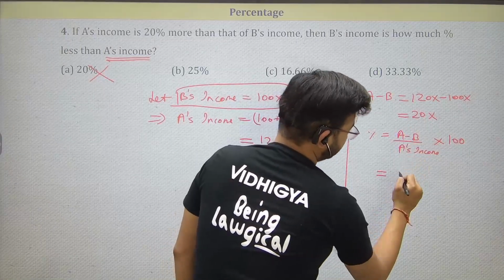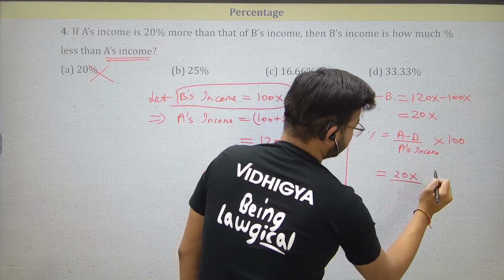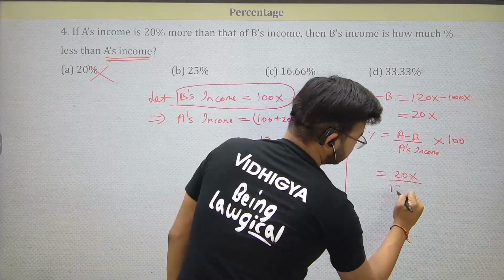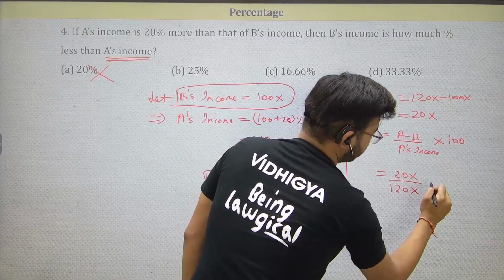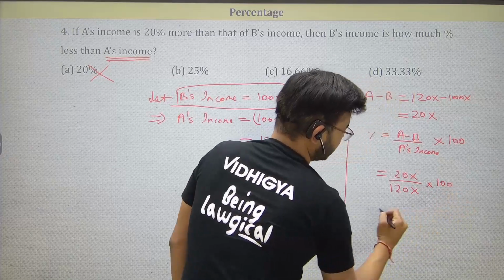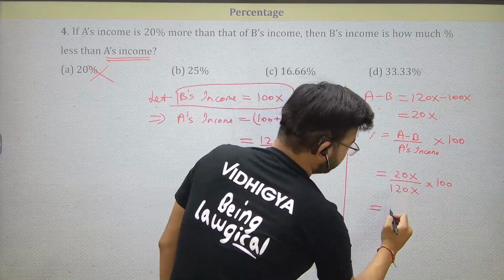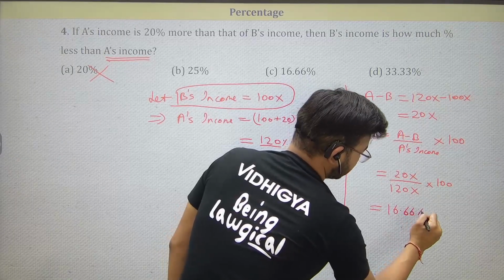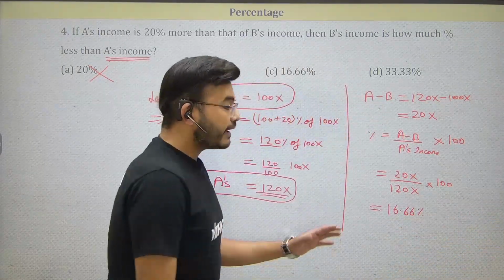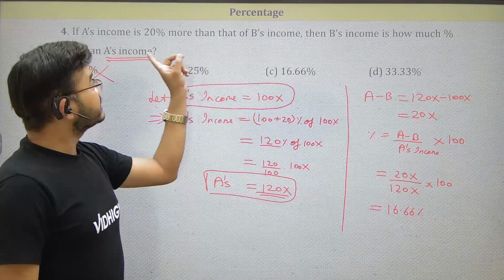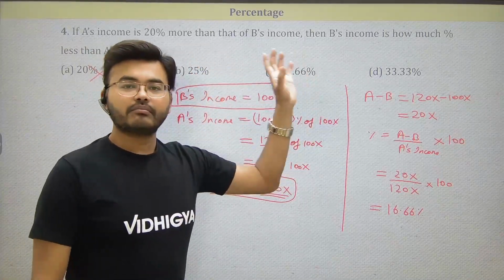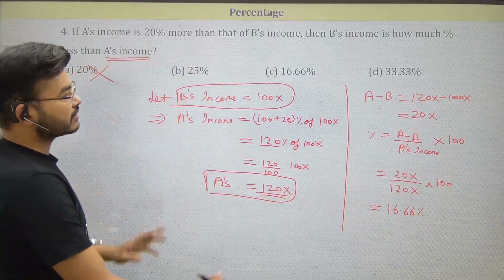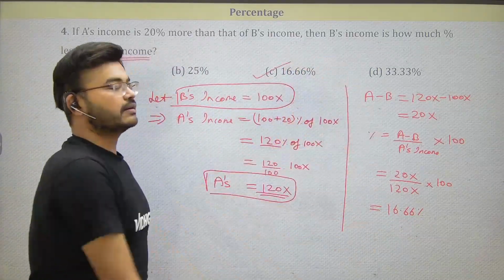So A minus B is nothing but 20x, divided by A's income, which is 120x, into 100. So that will come out to be 1 by 6 into 100, that will be 16.66%. Hence, A is 20% more than B, but B is 16.66% less than A. So the answer will be C.